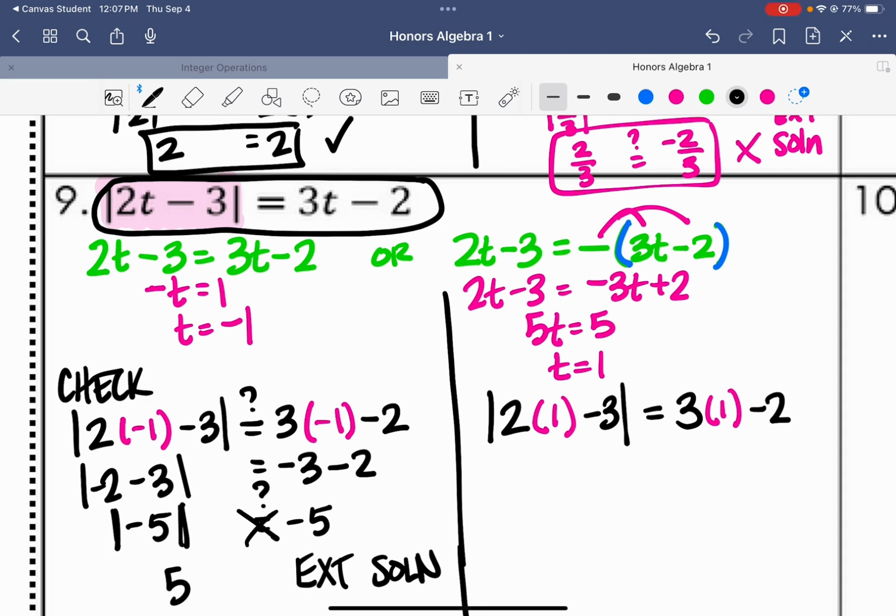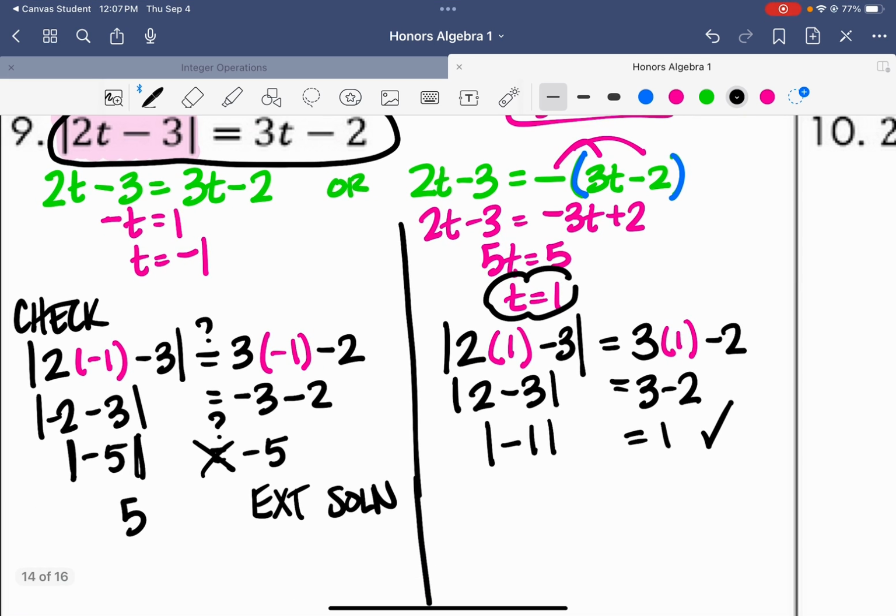This is going to become, on the right side, 3 minus 2 equals 1. On the left side, this is the absolute value of 2 minus 3. The absolute value of negative 1 does equal 1. This one does work. So the only solution that will work on this problem is t equals 1. That's how absolute values work. Okay?